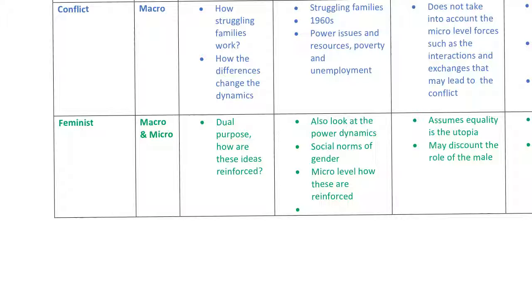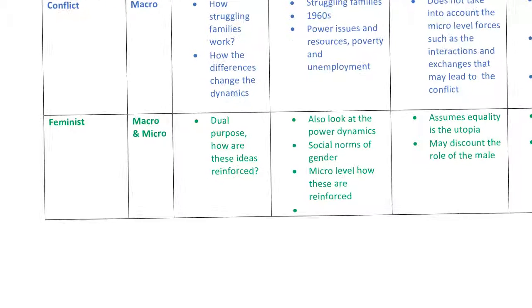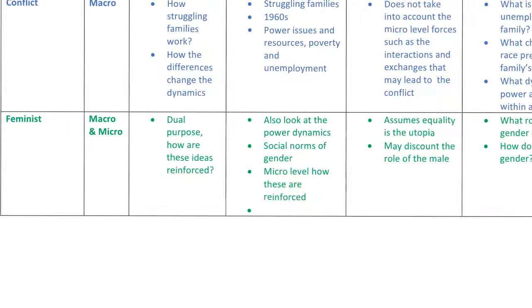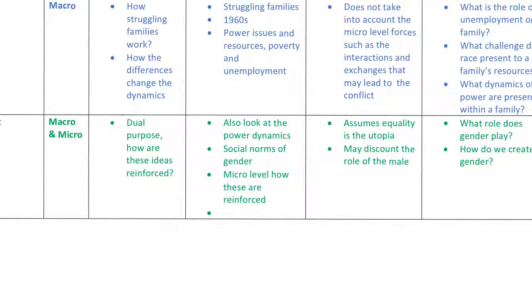There's a few of them. One is the feminist, and one of the characteristics of the feminist is that it's dual purpose in that it takes both the societal impacts and the individual impacts. However, one of the criticisms is that it just assumes equality. It assumes equality is the utopia.